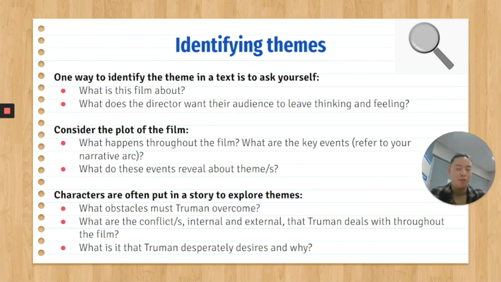We know that Truman desires freedom. He wants to be free of the manipulative and oppressive grasp of Christoph. And look what we've just identified. We know that freedom is a key theme in The Truman Show. Perhaps oppression and manipulation are also key themes. So when you ask yourself these questions, oftentimes you'll come out of it with a deeper understanding of what themes are explored in a specific text.